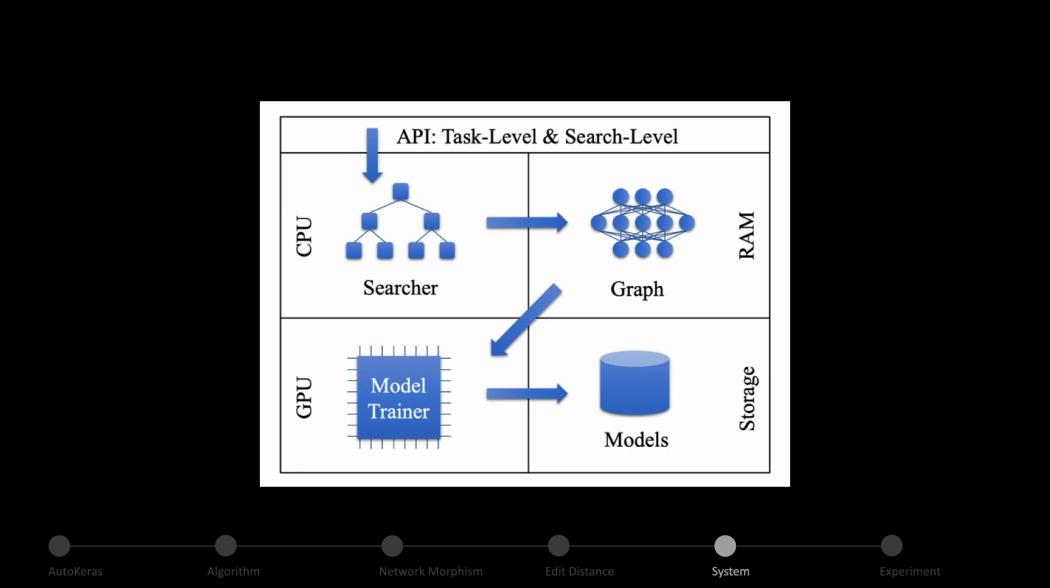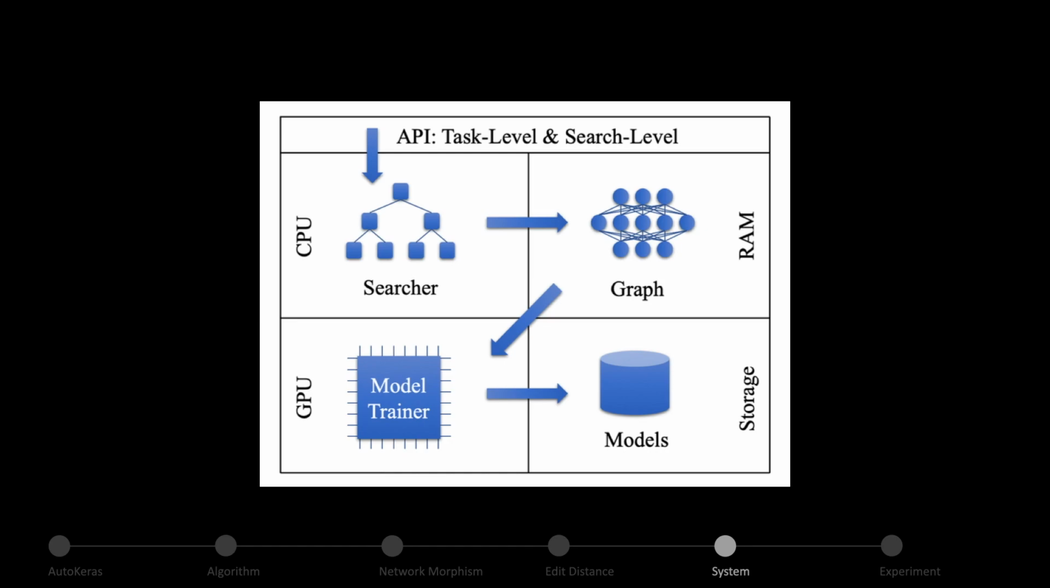The graph here shows the workflow of the AutoKeras system. When a user initiates a NAS for a dataset, the API receives the call and then preprocesses the dataset. Next, the API will pass it to the searcher to start the search, and it runs on CPU. The Bayesian optimizer in the searcher will generate a new architecture.